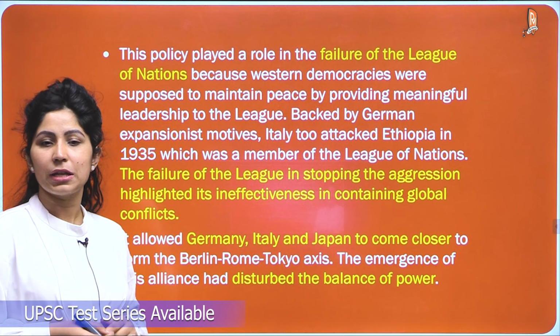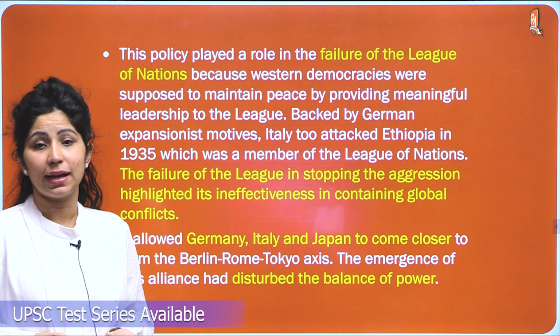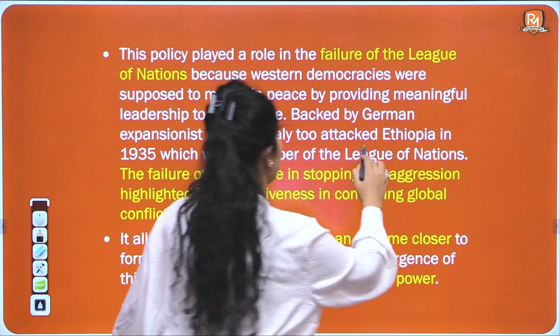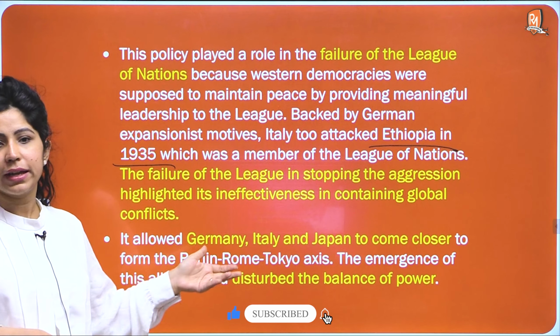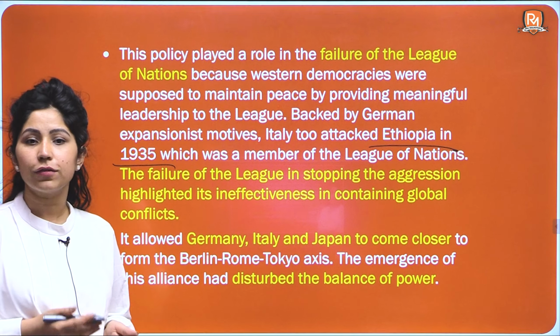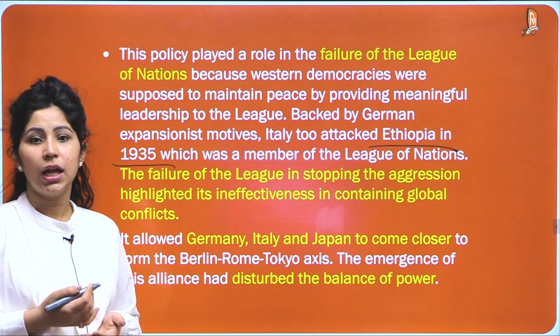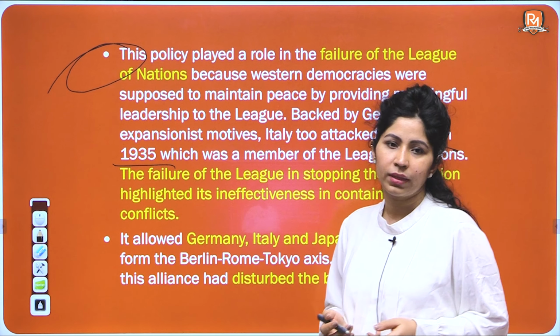Backed by German expansionist moves, Italy too attacked Ethiopia in 1935. So this was the extent, one thing followed the other, and Ethiopia was a member of the League of Nations. The failure of the League in stopping the aggression highlighted its ineffectiveness in containing global conflicts. So this added fuel to the fire and fuel to the vested interests of Germany and Italy.